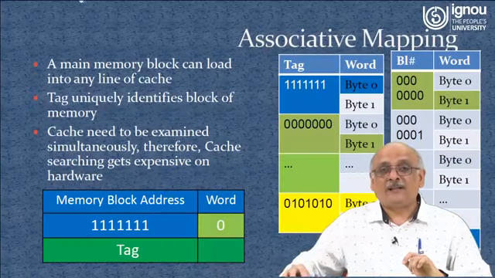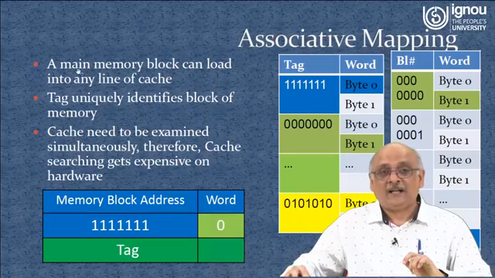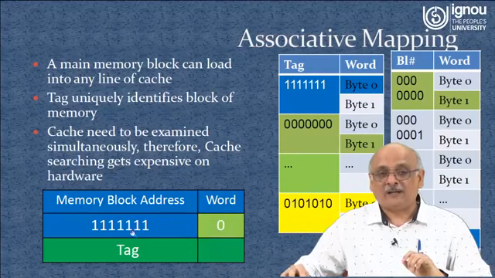Therefore, the associative mapping scheme was designed. A main memory block can load into any line of the cache. The tag uniquely identifies a block of the memory. The cache needs to be examined simultaneously. Therefore, cache searching gets expensive on hardware. So all these tags need to be organized.